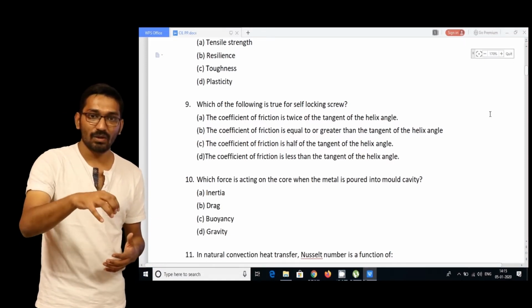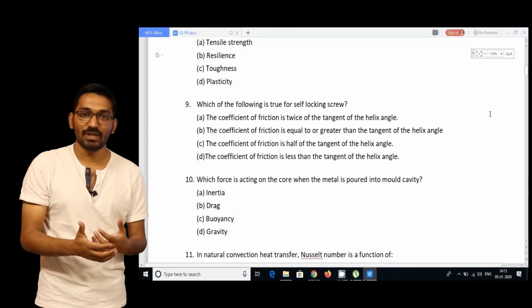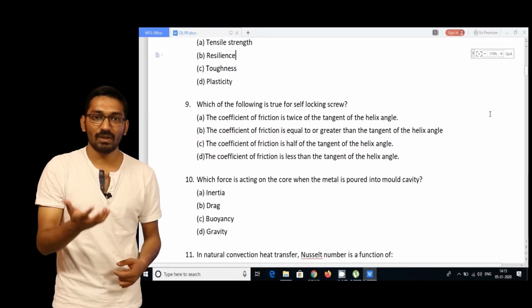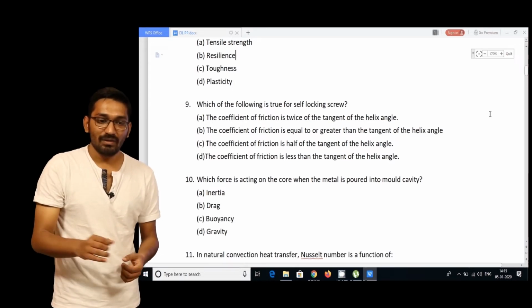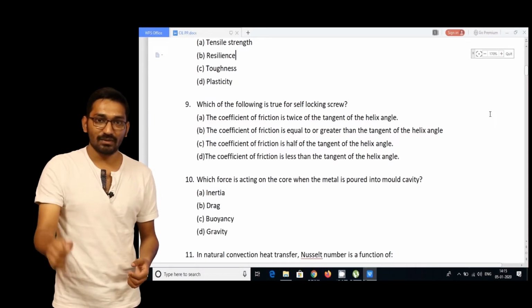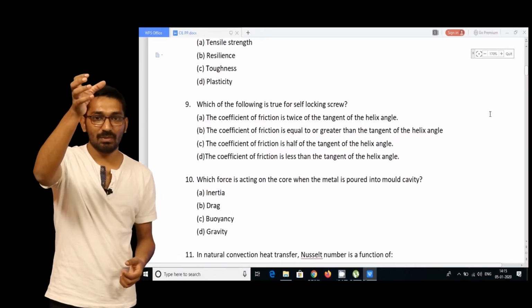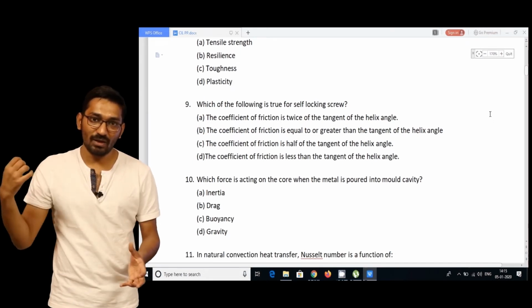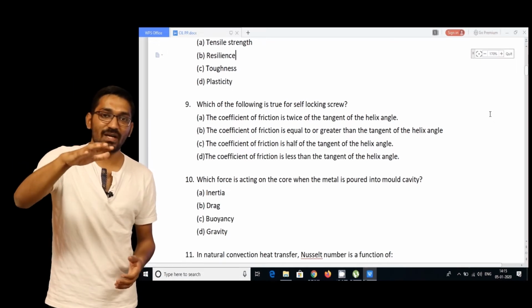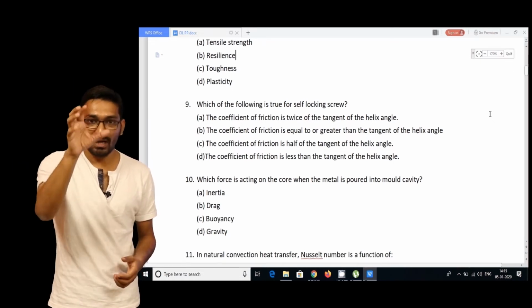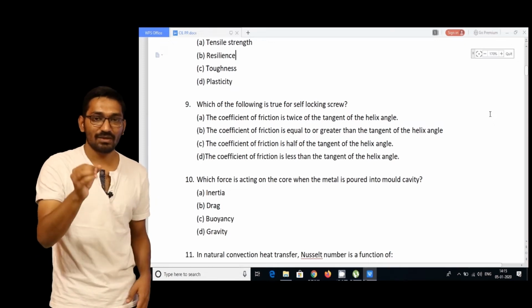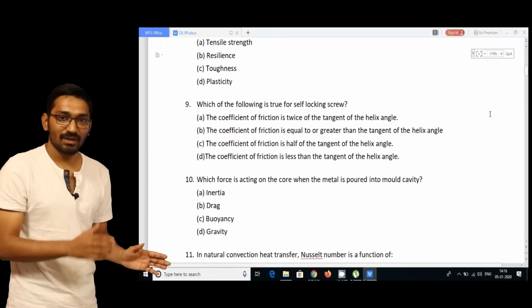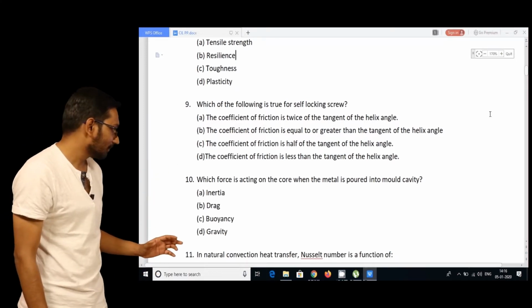Then if you apply a load, for example, if I say screw jack, you have that screw jack which is used for loading and unloading your vehicle, the automobile, right? If I apply a force on that nut, then that screw jack will come up or go down. But if you remove the load, and only the vehicle load is there on that jack, that jack is not moving, right? Because that screw jack is a self-locking screw. So for that, your coefficient of friction will be greater than or equal to tangent of alpha.